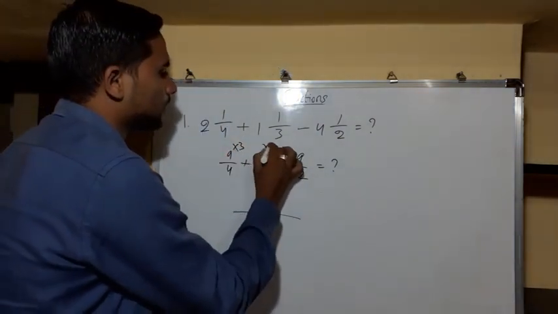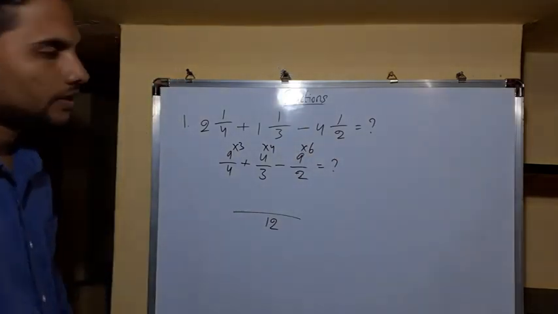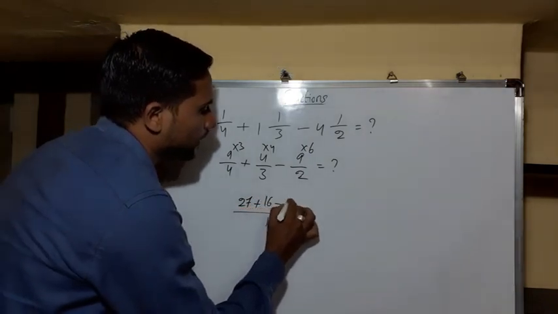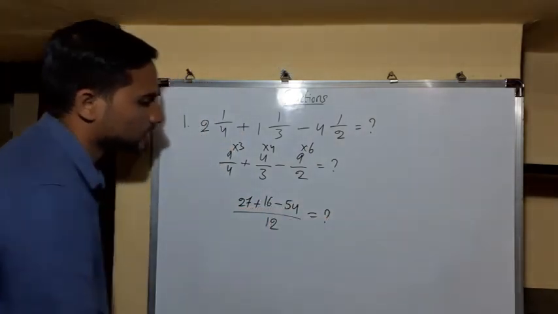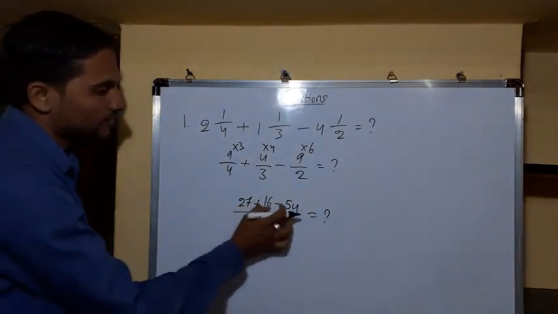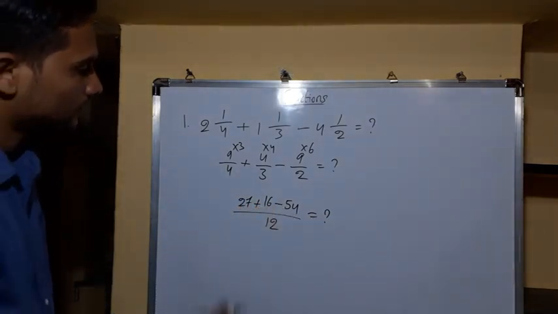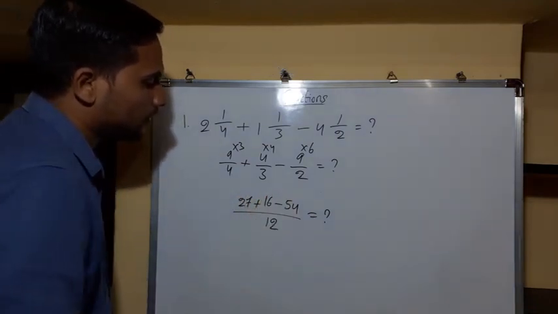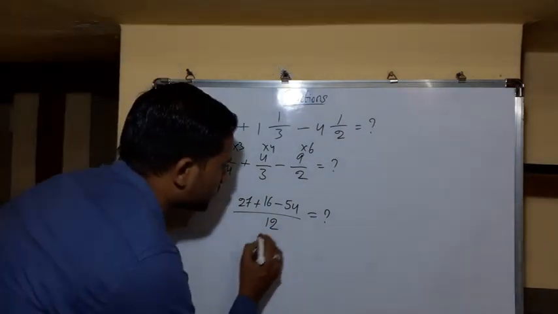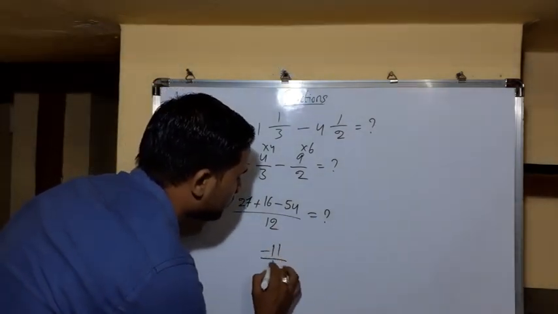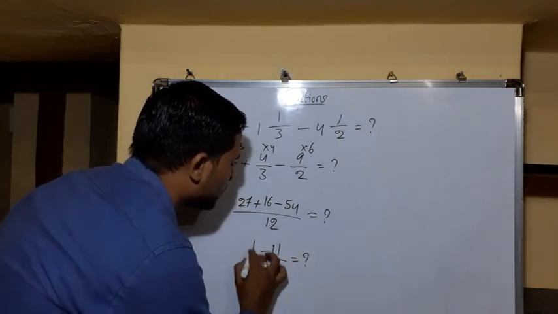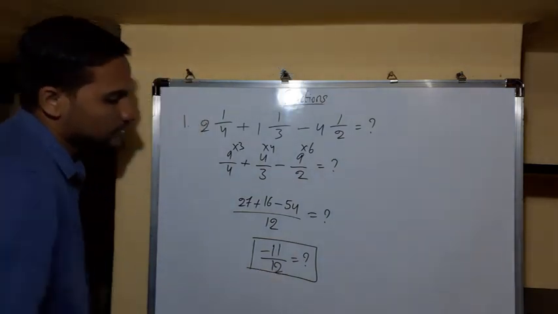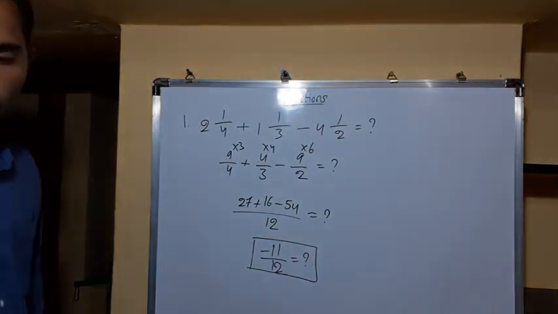4 3s are 12, 3 4s are 12, 2 6s are 12. Right? So now 27 plus 16 minus 54 is equal to question mark. So now simplify this one. How much is it? 27 plus 16 is 43, 43 minus 54. 43 minus 54 is how much? It is minus 11 by 12. So the answer is minus 11 by 12. Understood, friends? See, this is the conventional way we used to do, right?